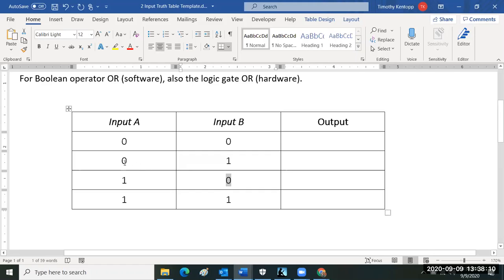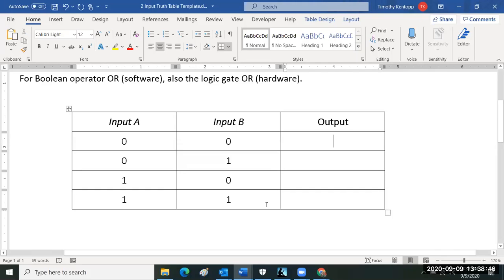So A is off but B is on, or A is on and B is off, or A and B are both on. But let's look at the output. In this case, both A and B are off. So what's our output? Based on the logic I just explained for OR, if any of the inputs, any of them, are turned on, then the output is turned on.